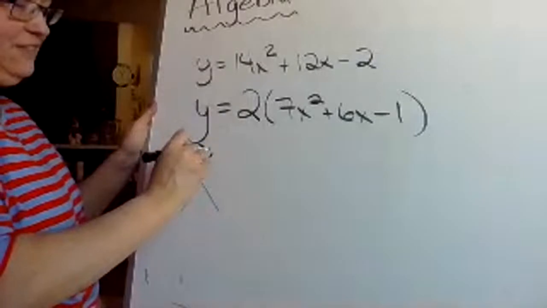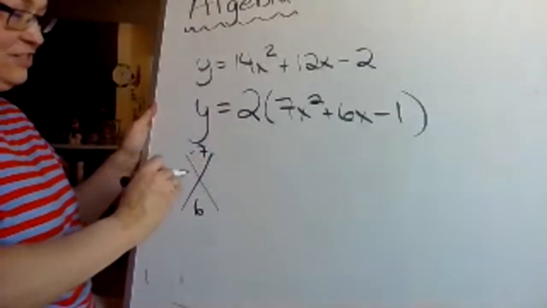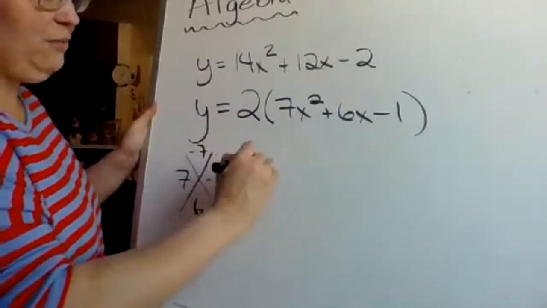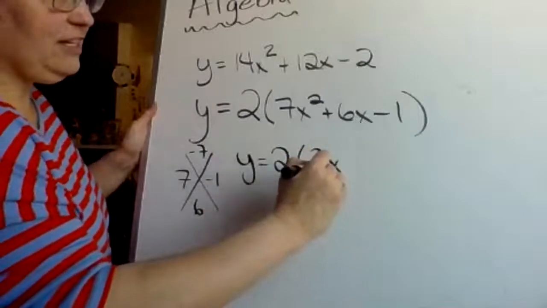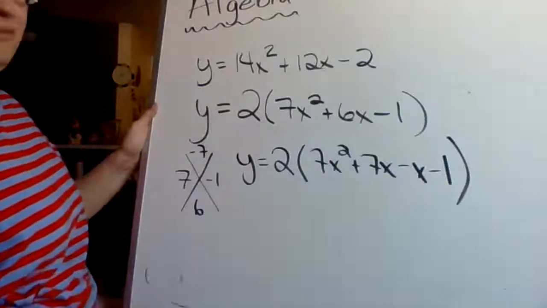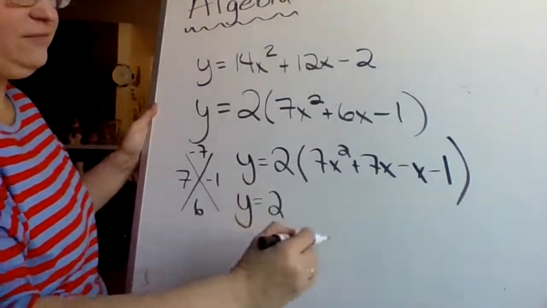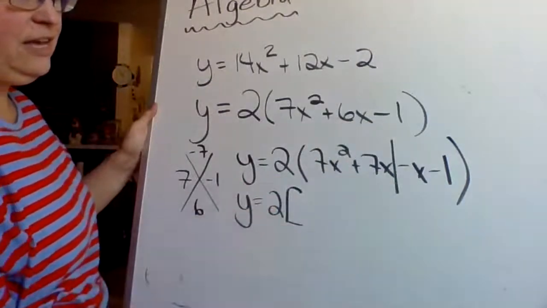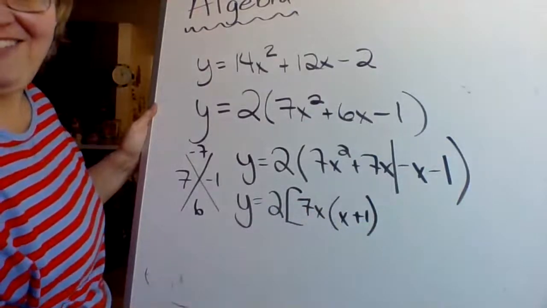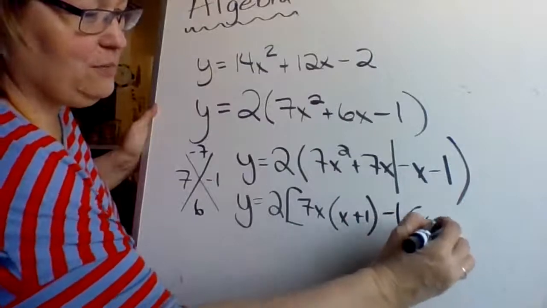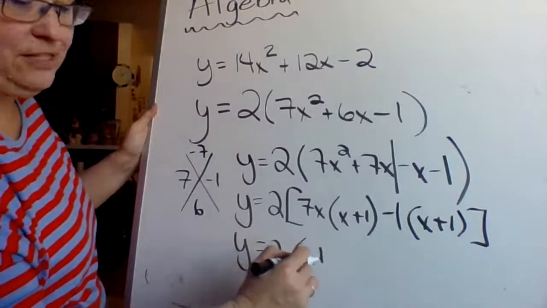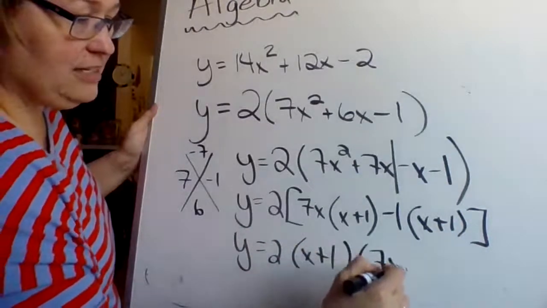Okay, so this would get me -7. This would get me 6. So this is 7 and -1. So I would keep my 2 there. 7x squared plus 7x minus x minus 1. Go right here. I take out a 7x and I get x plus 1. I take out a -1 and I get x plus 1. So y equals 2 times the parenthesis x plus 1 and 7x minus 1.